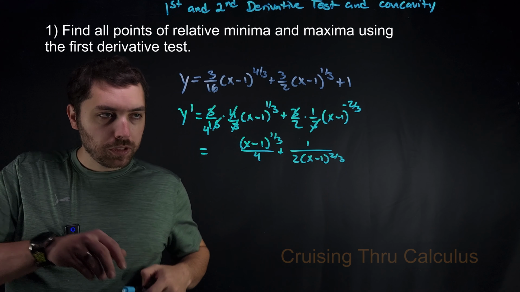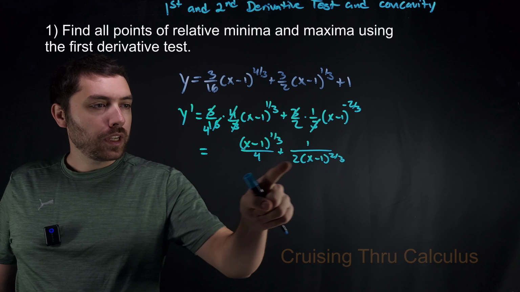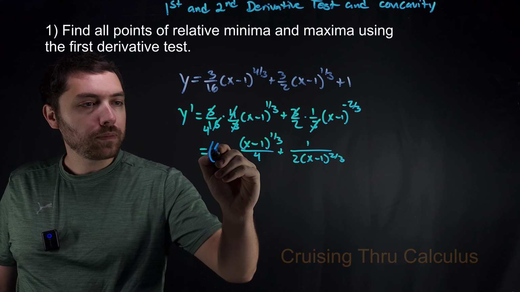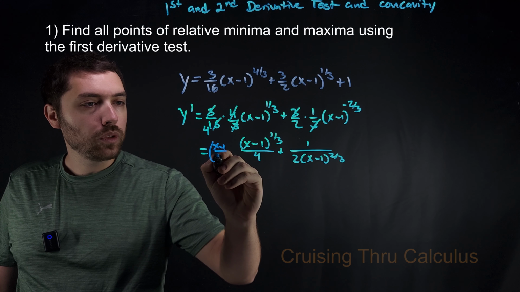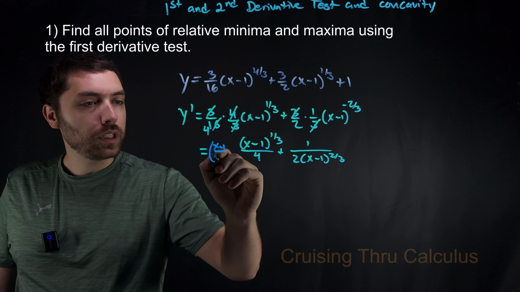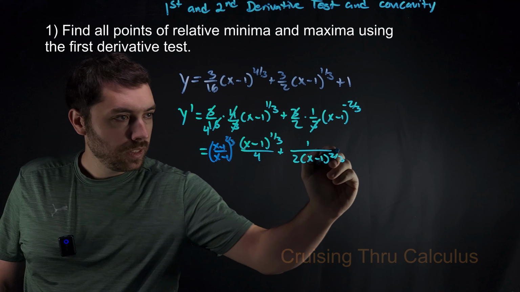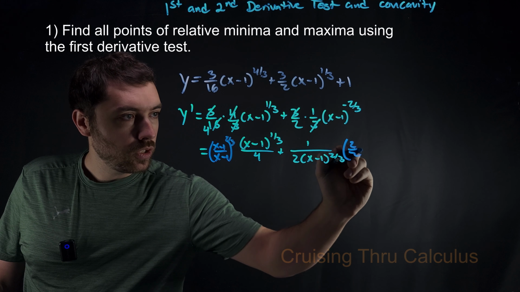Now at this point, what I'm going to do is try to get a common denominator here. So the left side is going to need an x minus 1 to the 2/3, and the right side is going to need to multiply by 2 to get to 4. So this side needs an x minus 1 to the 2/3. This side needs an extra 2.